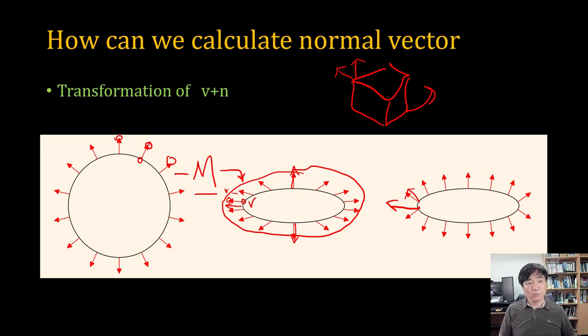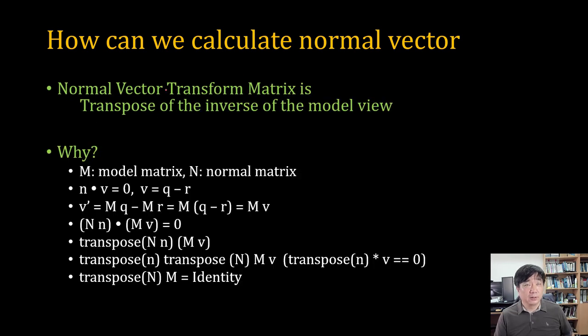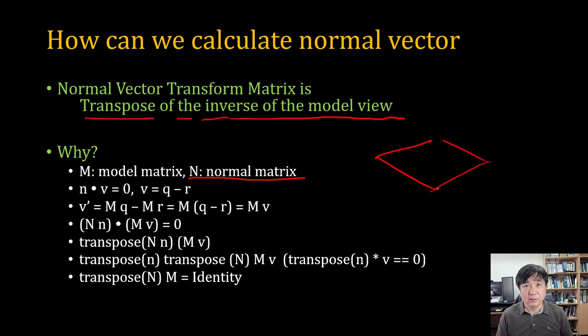Okay, so we need to change the normal vector transformation matrix. The normal vector transformation matrix is the transpose of the inverse of the model view transformation. Okay, why? Let's say the model matrix is M, and we want to calculate the normal transformation matrix. For example, in a plane, we can think of some vector here, with points Q and R. The vector is Q minus R. At this point, the normal vector is N.